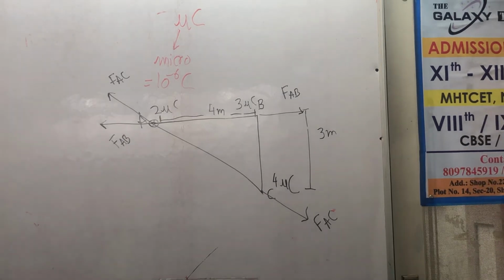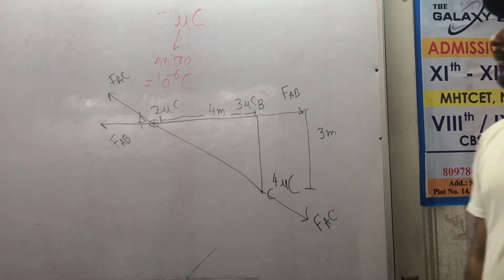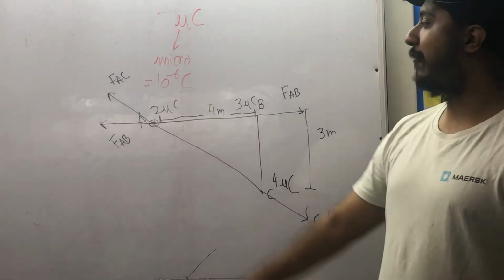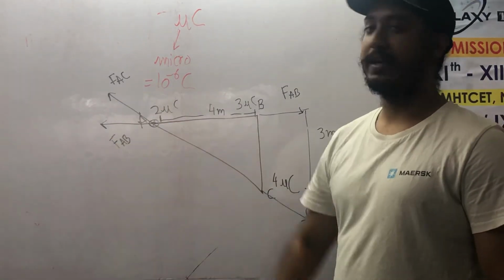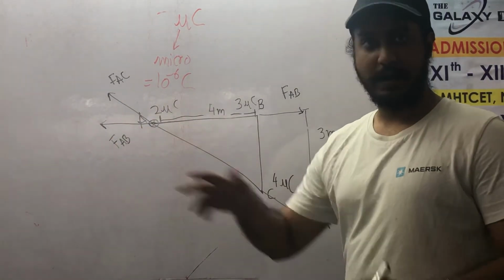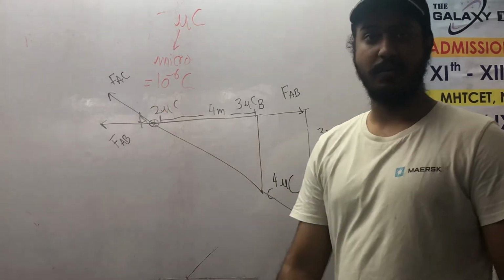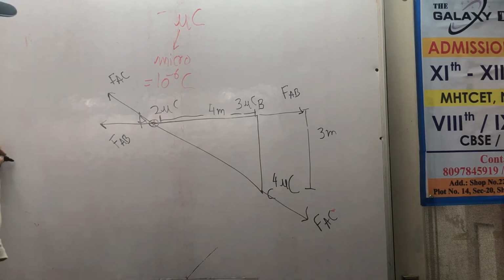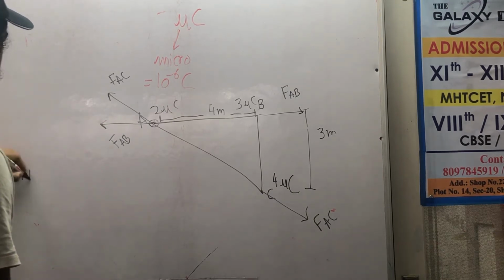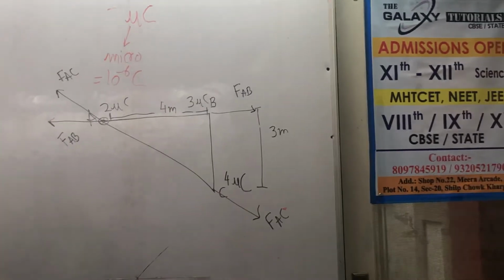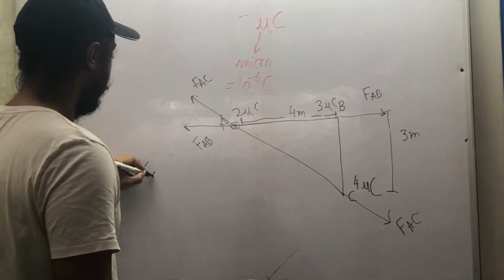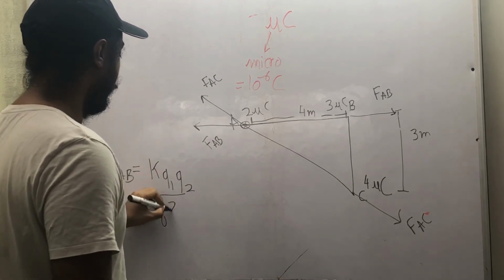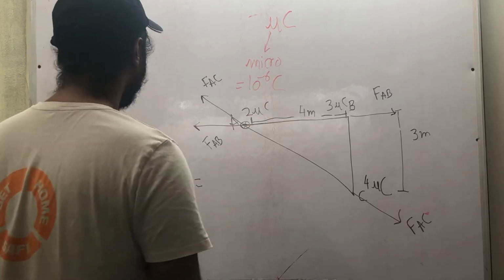So now what we have to do here is find the value of FAC and FAB. After doing that, we have to find the resultant of FAC and FAB, because there are two forces acting. We have to find their resultant to get the single force that is acting. Okay, so first we will find FAB. I told you the formula already. K Q1 Q2 upon R square was the formula. I guess you remember. Okay, so we will substitute the values here.